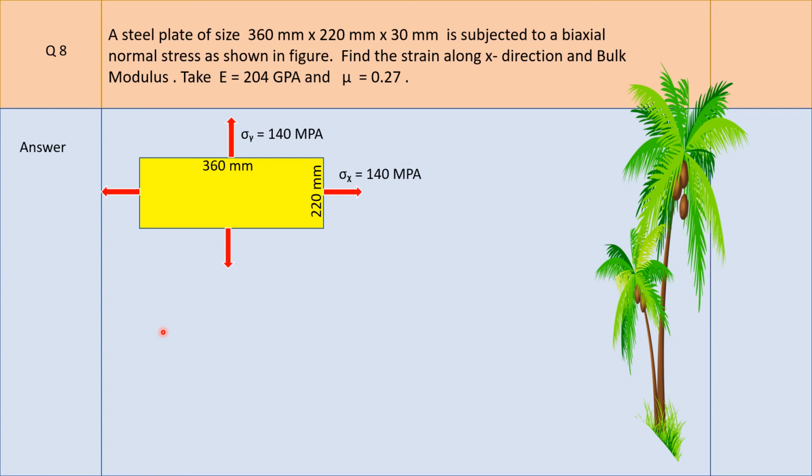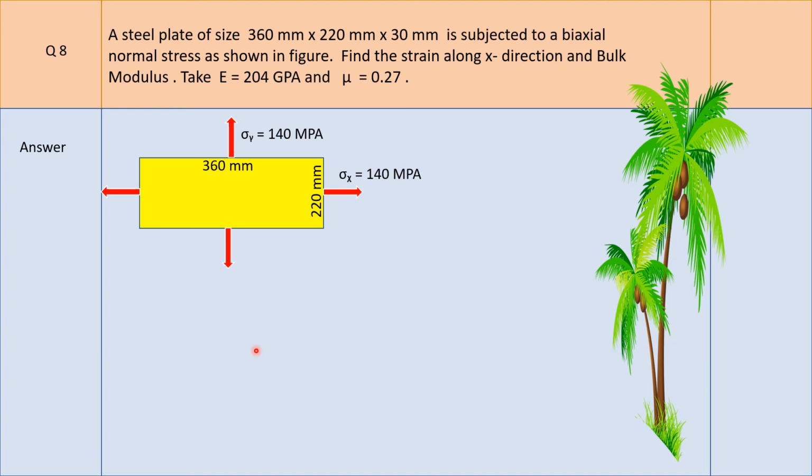Bracket open 140 minus 0.27 into 140 bracket close divided by bracket open 204 exponential 3 bracket close is equal to, here we will get the answer. Strain in x direction is equal to 5.01 into 10 raised to minus 4. You may get it as 0.099 after the decimal; I have done the rounding, so 5.01 into 10 raised to minus 4. And both the stresses are tensile, so this strain is also tensile. This is the strain in x direction.